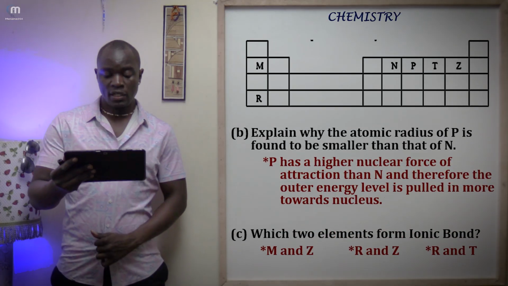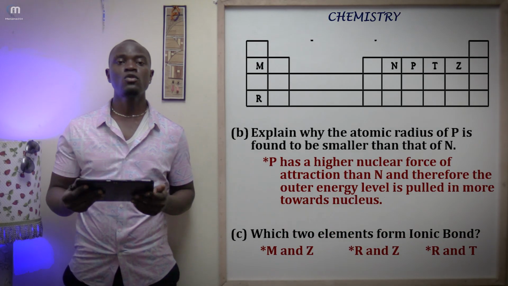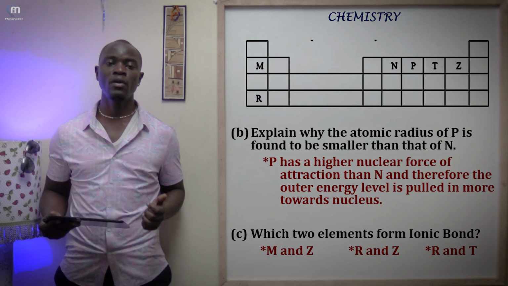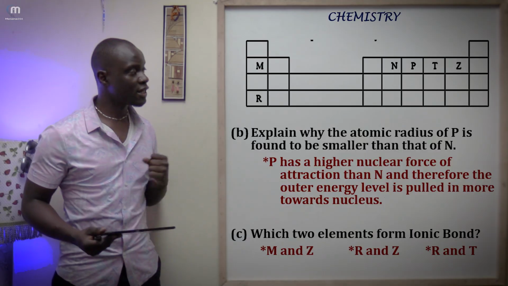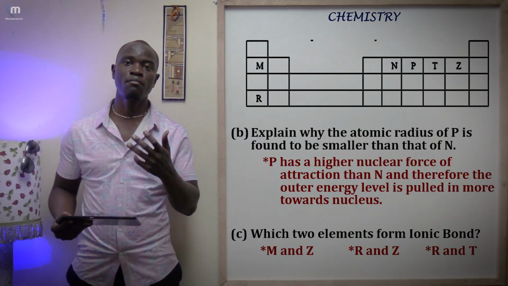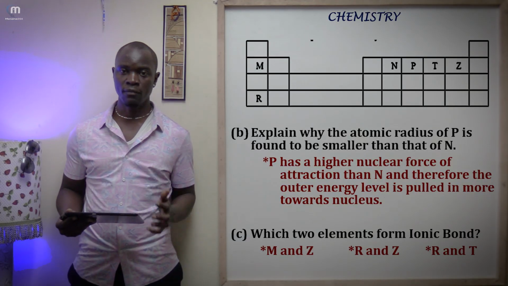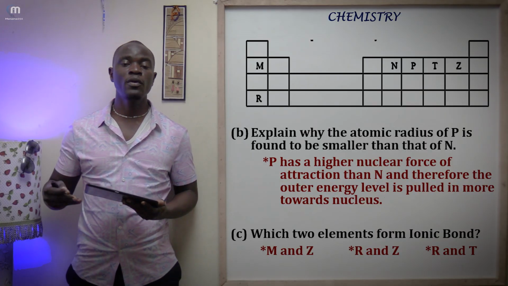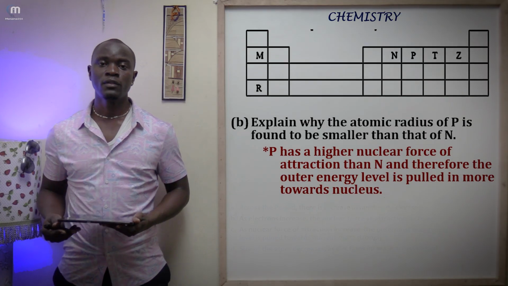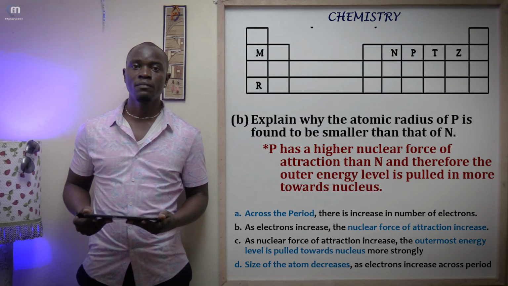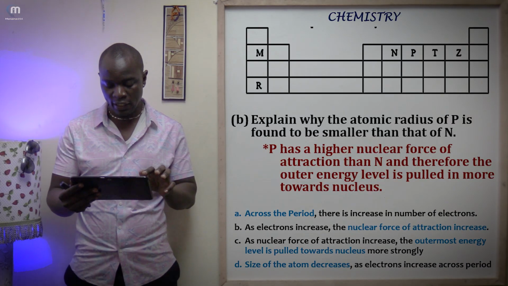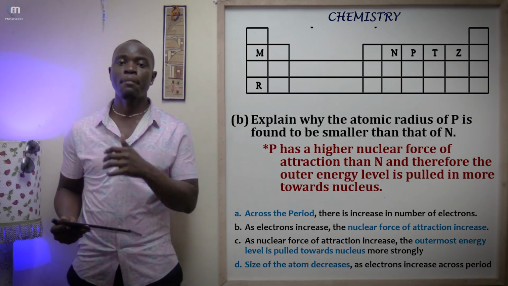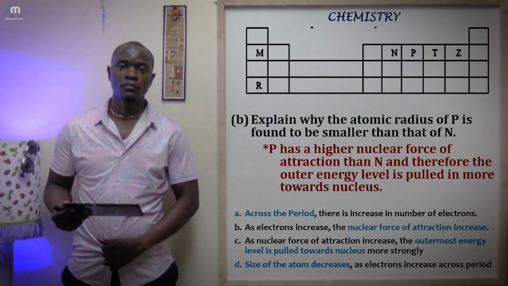So we go to the next question. The next question is asking, explain why the atomic radius of P is found to be smaller than that of N. So why is it that the atomic radius of P is smaller than that of letter N? You can see letter N has fewer electrons than letter P. Letter N has 6 electrons, while letter P has 7 electrons.